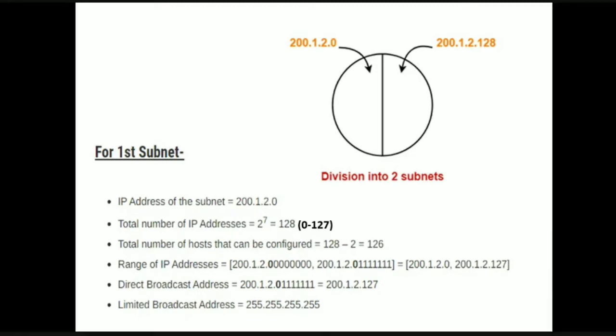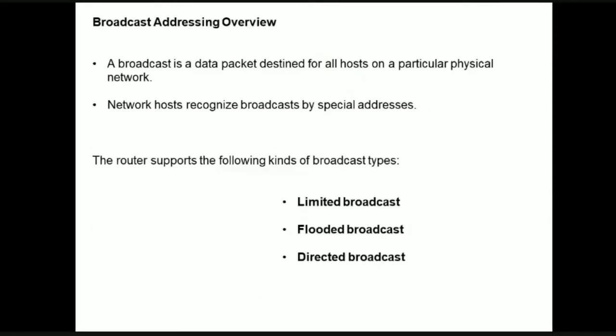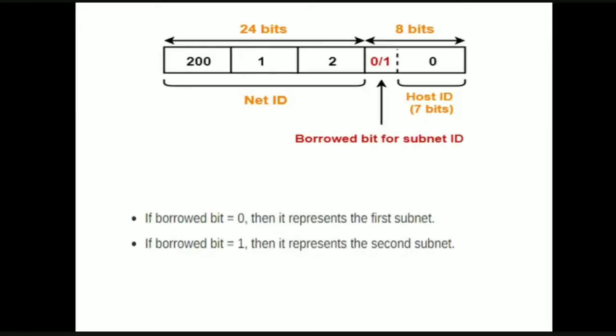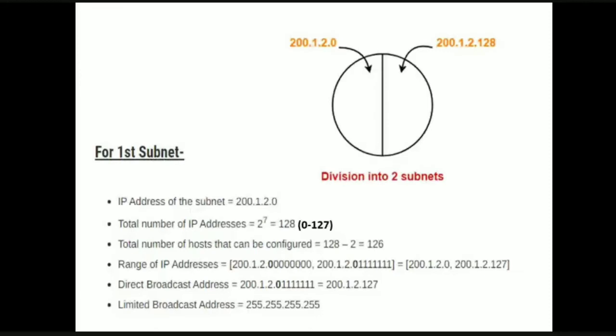So here it is 200.1.2.0. Okay. Now, what will be the total number of IP addresses? They are 2 power 7. Why 2 power 7? Actually, the total number of IP addresses here would be 2 power 8, but now it is 2 power 7 only. Why? Because one bit we have taken for identifying the subnet, so we are left with only 7 bits for representing the IP address. That is the reason we have 2 power 7 IP addresses only. It means 128 IP addresses, that is from 0 to 127.